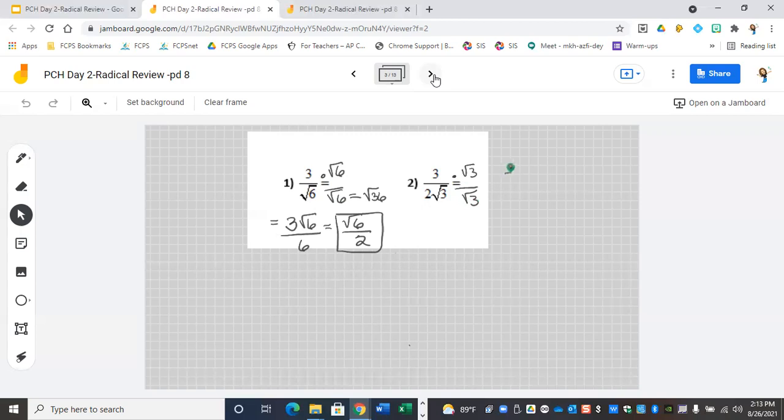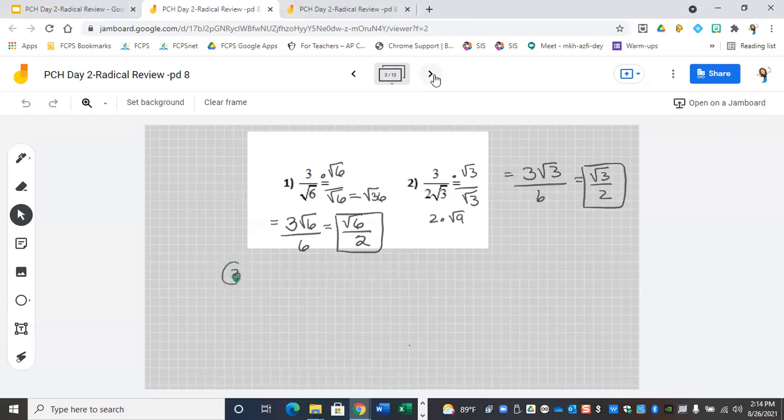So this would give me 3 square root 3 over 2 times square root 9, which is just 2 times 3, which is 6. And then again, notice you can divide out that 3, so you end up with square root 3 over 2. So questions on number 2?